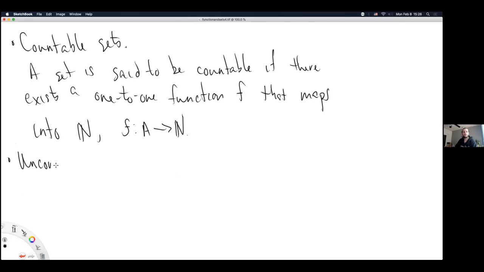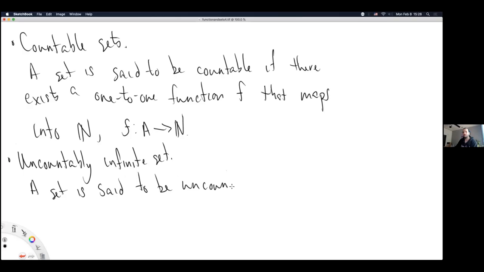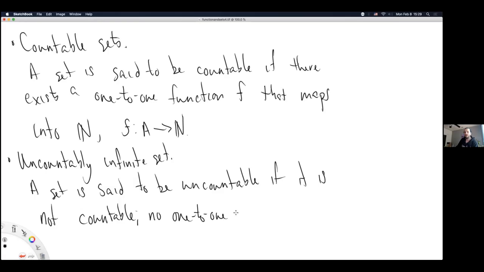Okay, the next one is going to be the definition of an uncountably infinite set. A set is said to be uncountable if it is, y'all ready for this? I hate when math does this. If it's not countable. Okay, more specifically, no one-to-one function between the set and the natural numbers exists.